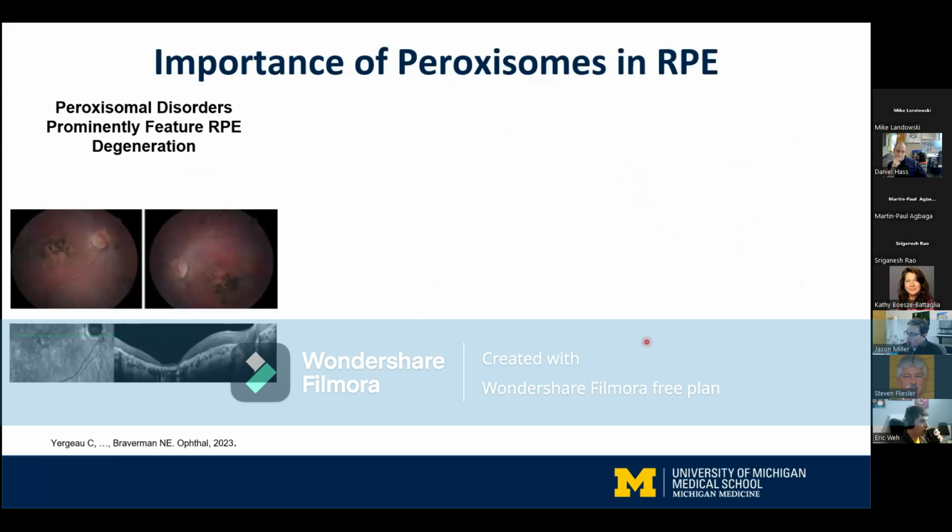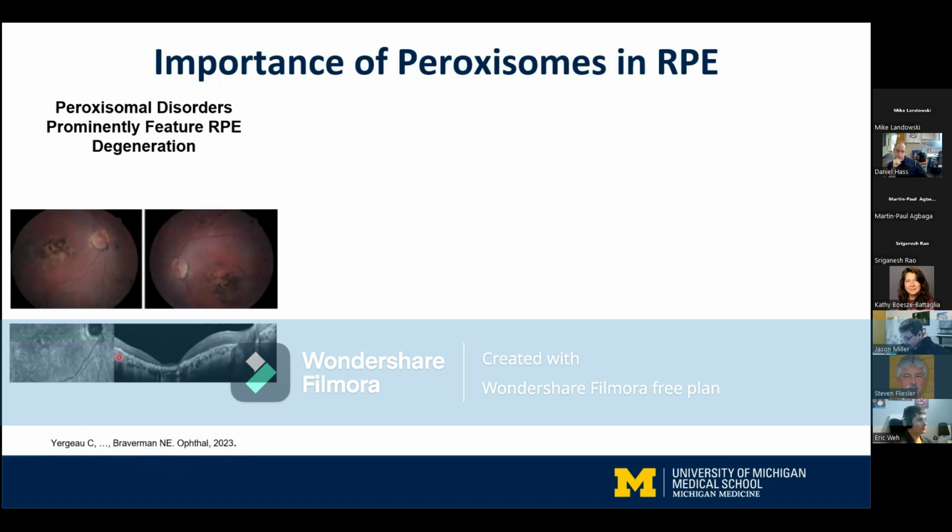So how important are the peroxisomes in the RPE? There's a whole range of peroxisomal disorders, and many of them prominently feature RPE degeneration. So I've taken a Zellweger syndrome patient here. I can't remember which PEX was defective in this patient, but a really nice review of the peroxisomal disorders and their ability to cause retinal degeneration just came out in Ophthalmology in 2023 with Braverman as senior author, if anyone's interested. You know that this is an RPE-based degeneration because of all of the pigment disruption.